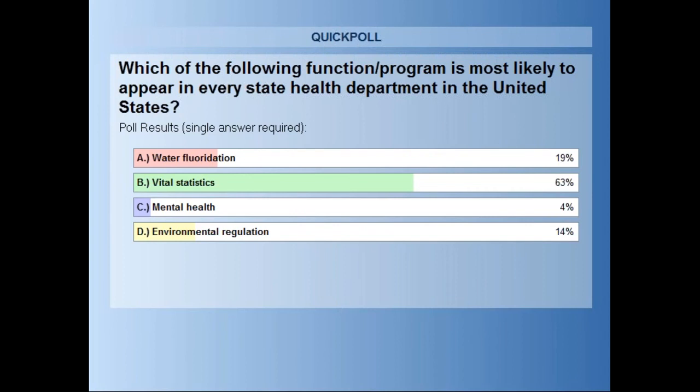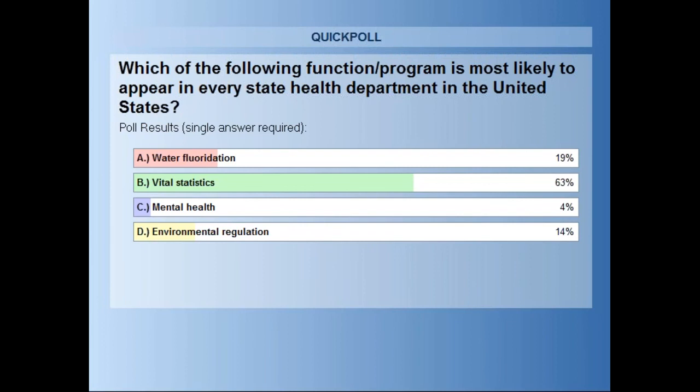The other three vary pretty dramatically across the country because the responsibility and authority rests with states. States decide how to organize their health authority and their public health response capability. And so they choose what they will have at all. So they might not have a water fluoridation program at all, or they may choose where to put certain functions. Environmental regulation and environmental health programs used to always be in health departments, but a lot of them have been moved out into mega umbrella environmental agencies. So it really varies state by state.